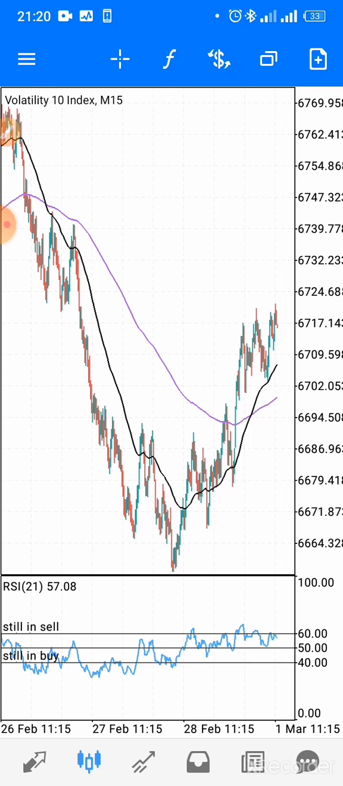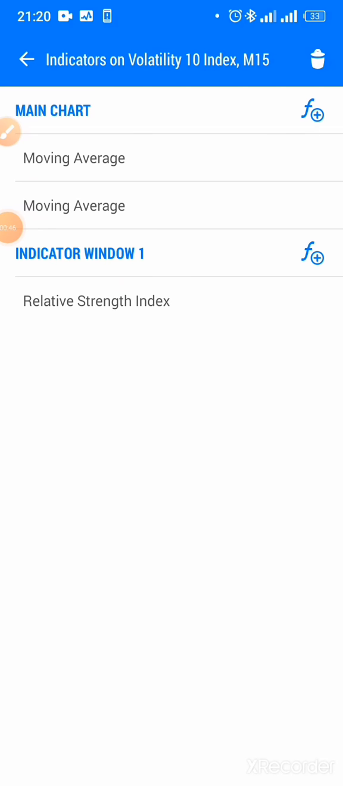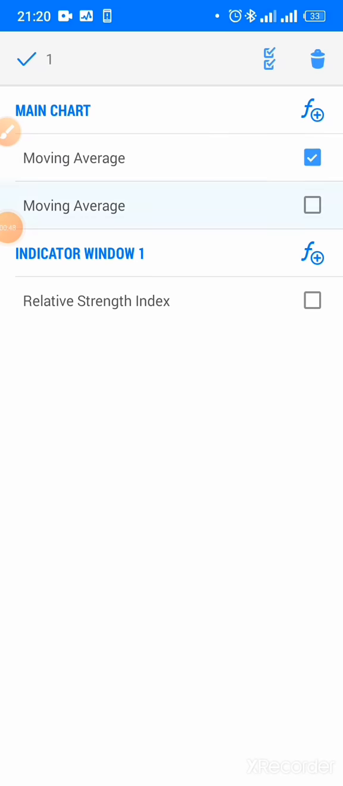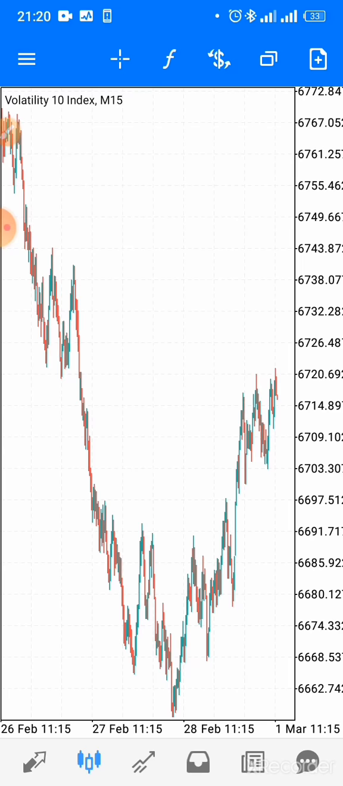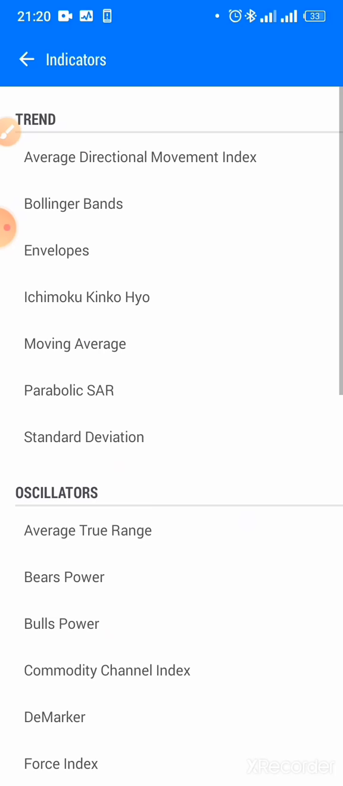For those who don't know how to add your indicators, you press this F here. Okay, so that's what we're going to press. Let me start by deleting these ones so that we can do this together. As you can see, my chart is blank. Let's start by adding the moving average.